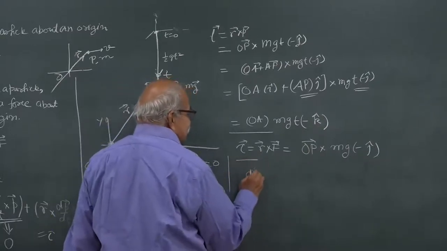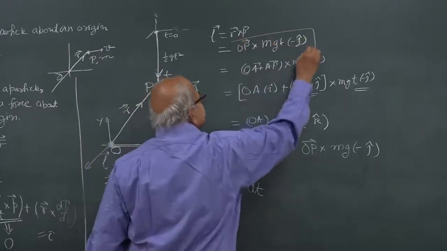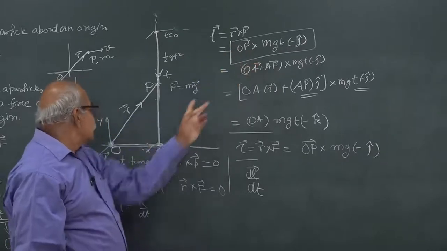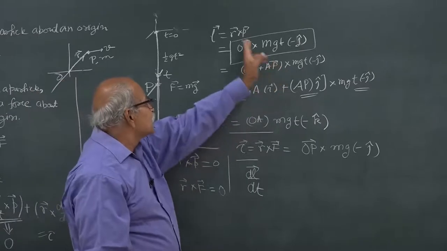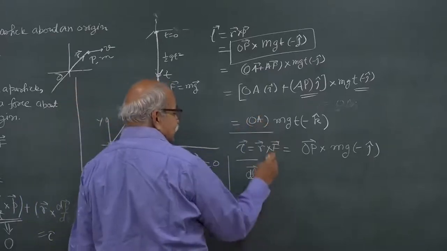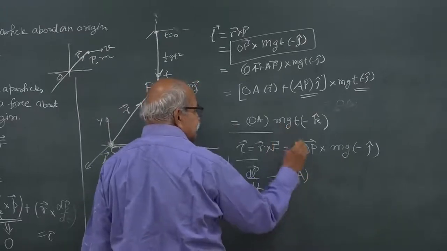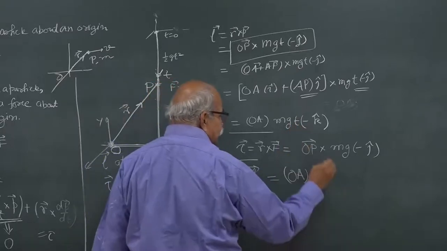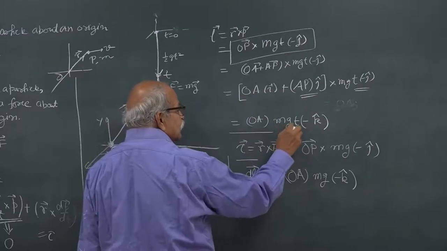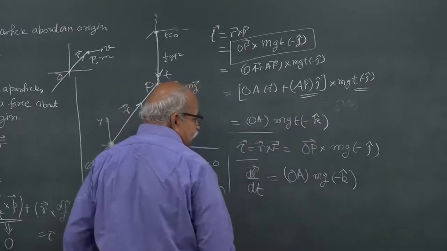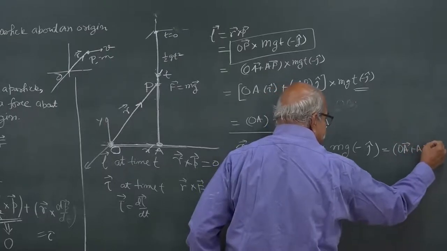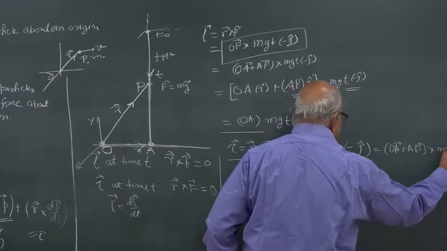So now if you do this dL/dt, here is L, and I am differentiating this with respect to time. OP is not a fixed vector, but you can write it as OA plus AP. If you take it from here, OA is fixed, correct. So this is OA, and then mg is fixed, and differentiating t with respect to time gives 1. So it is OA into mg into minus k cap. And this also you can work out: this is OA plus AP, and then cross mg minus j cap.